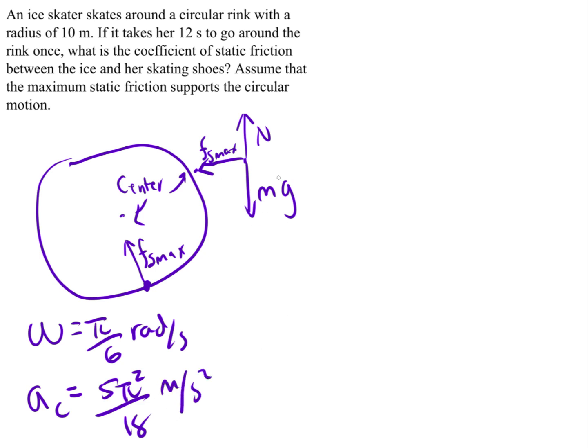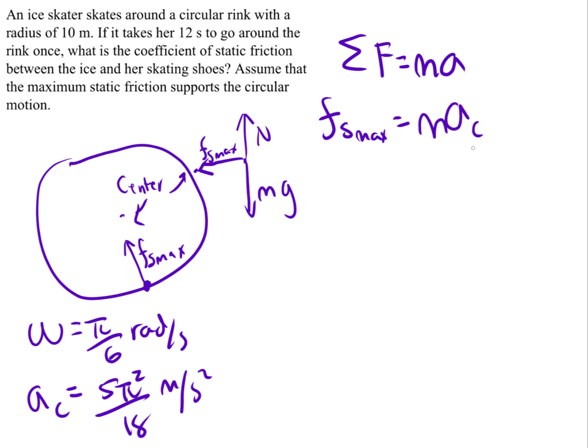So now, if we look at our free body diagram, we can use Newton's second law, which says that the net force acting on an object is equal to its mass times acceleration. In this case, we're going to look at the radial direction, pointing towards the center of the rink. So the only force acting is the maximum force of static friction, since that's providing the necessary radial or centripetal acceleration. And that is equal to the mass times the acceleration towards the center of the circle.